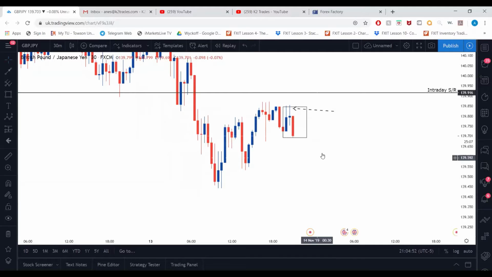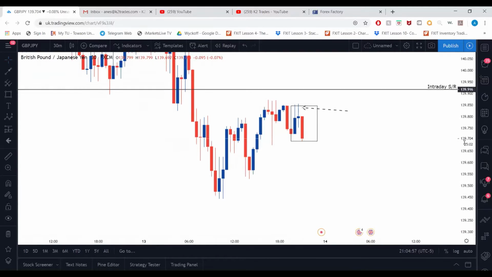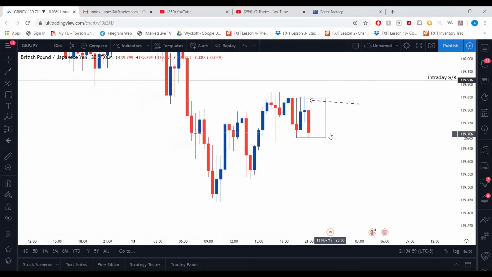So it's beautiful if it closes like that. That really gives additional confidence to hold the sell right here.